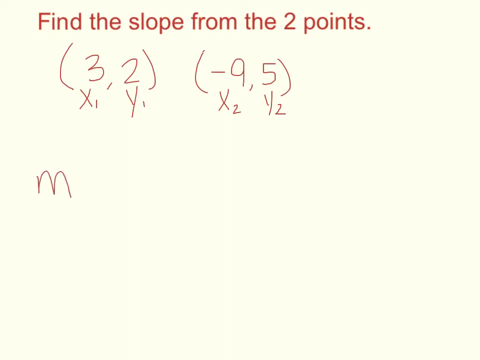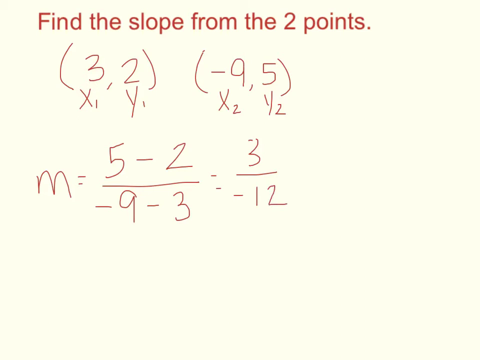Okay, M equals y2, which is 5, minus y1, which is 2, over x2, which is negative 9, minus 3. Then you just go ahead and subtract. 5 minus 2 is 3. Negative 9 minus 3 is negative 12. So my slope is 3 over negative 12. I need to simplify that. 3 goes into the top and the bottom, so it's 1 over negative 4.